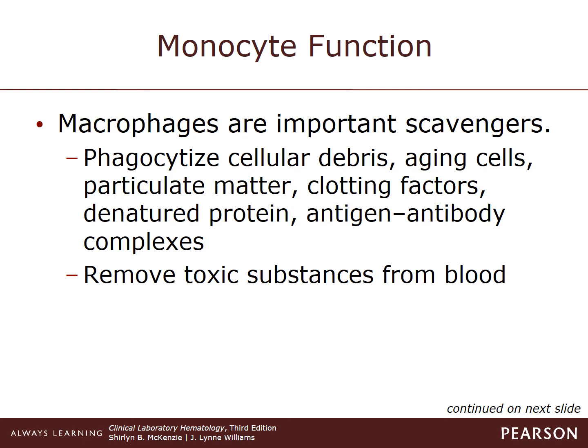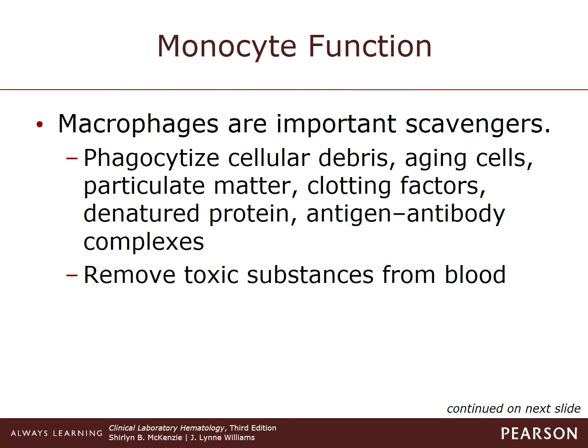Here the macrophages attack and kill by direct cytotoxic effect. They are also important scavengers. They can phagocytize cellular debris, aging cells, particulate matter, clotting factors, and antigen-antibody complexes. They also remove toxic substances from the blood. They play a very important role in removing aged red blood cells, and they conserve iron. In the spleen, these macrophages remove those cells by coating them with antibody.